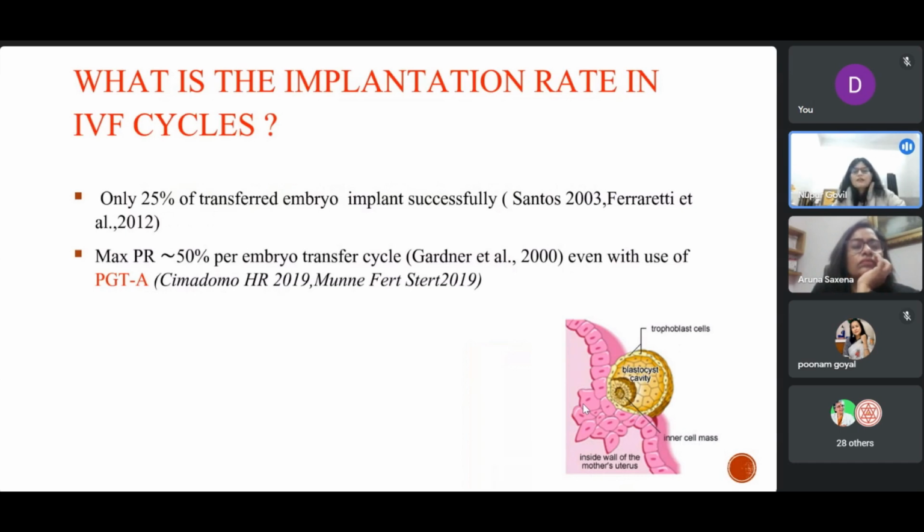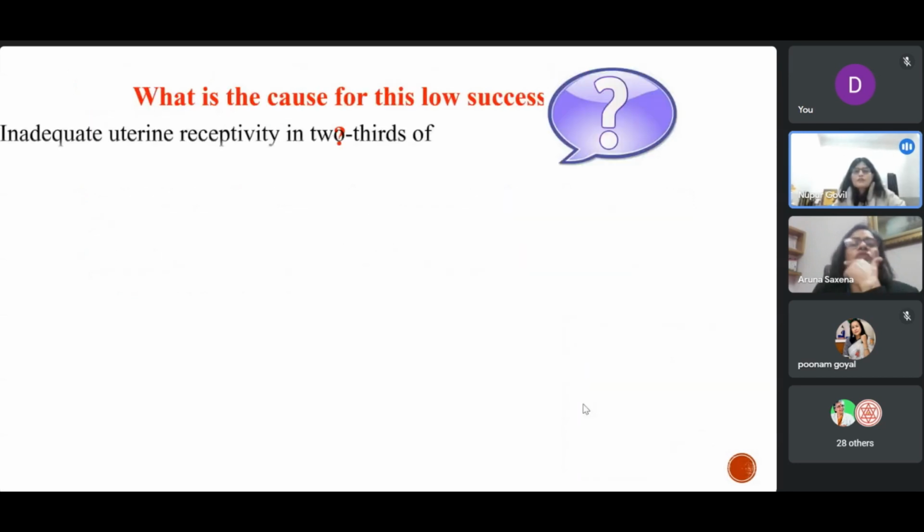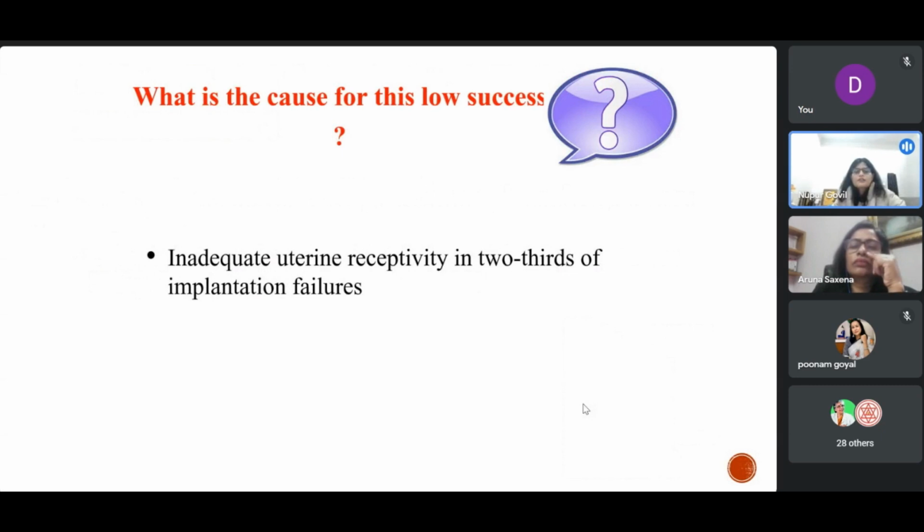So, what is the normal implantation rate in any IVF cycle? We have data that only 25% of the transferred embryos actually implant successfully, and the maximum success rate, even in a PGT tested cycle, is only 50% per embryo. So, what is the cause of this low success?